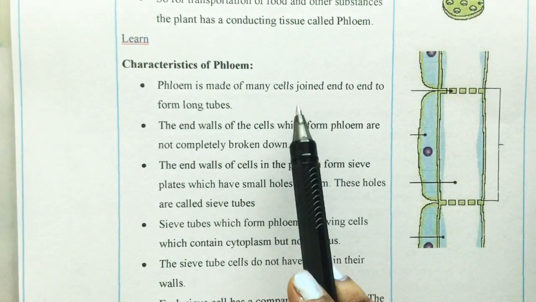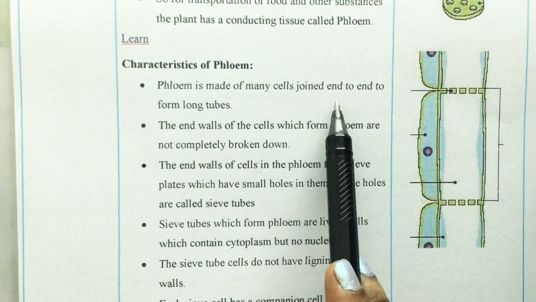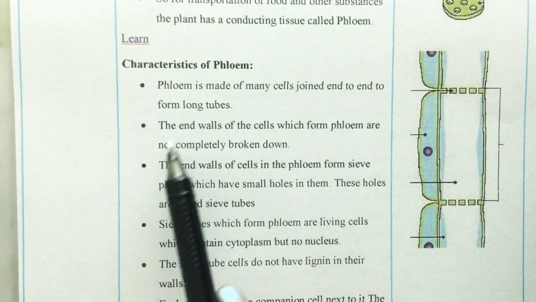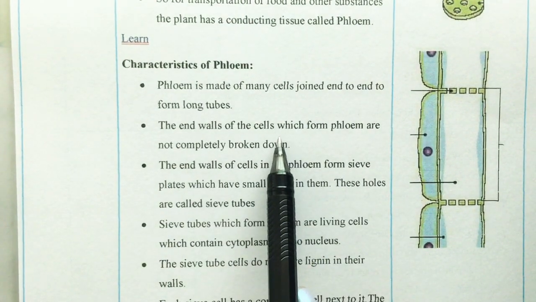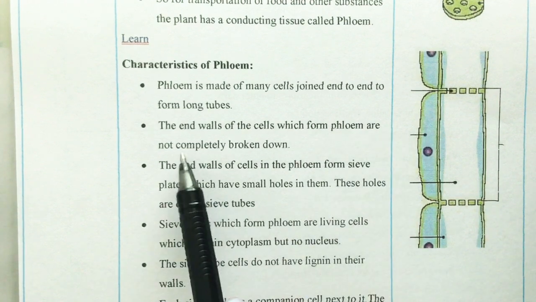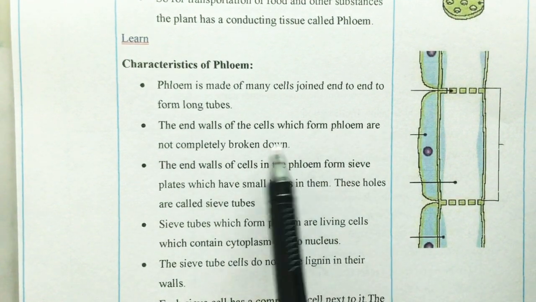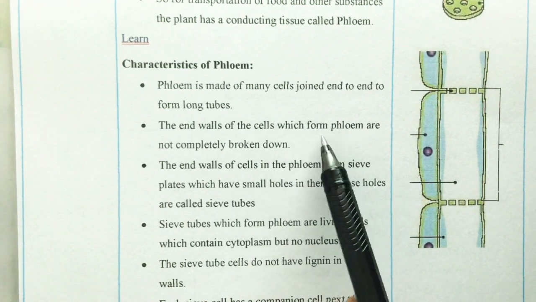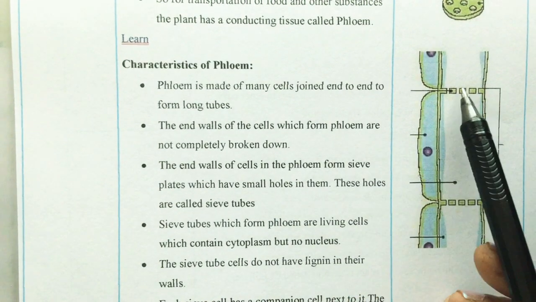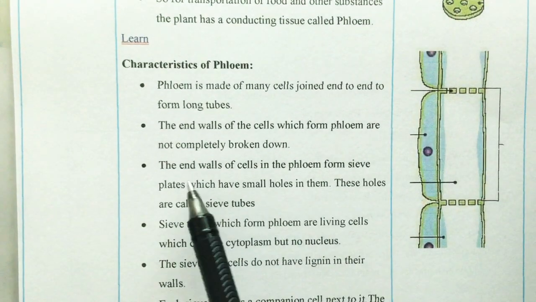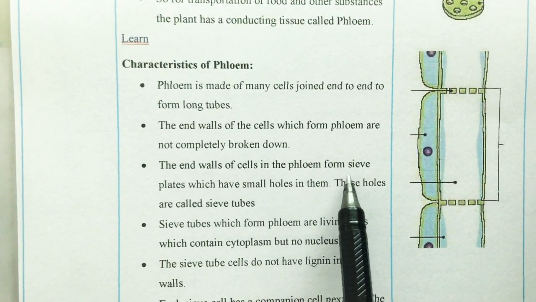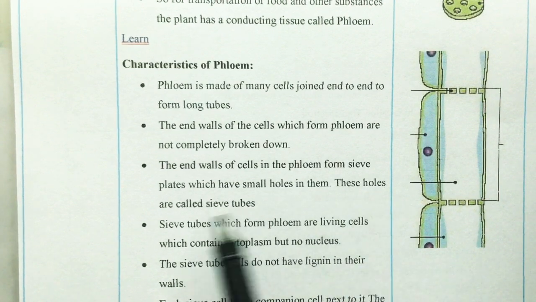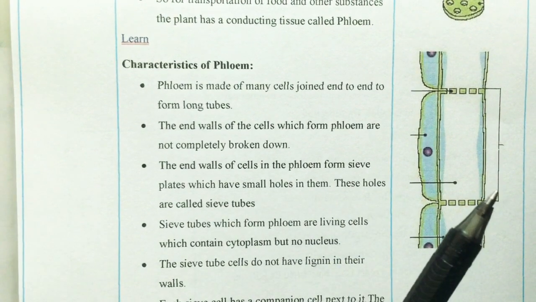Phloem is made up of many cells joined end to end to form long tubes. The end walls of the cells which form phloem are not completely broken down, just like what we saw in xylem. See, it is not broken down. The end walls of the cells in the phloem form sieve plates which have small holes in them. These holes are called sieve tubes.